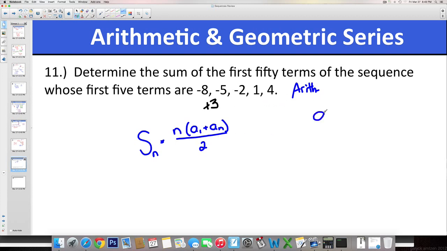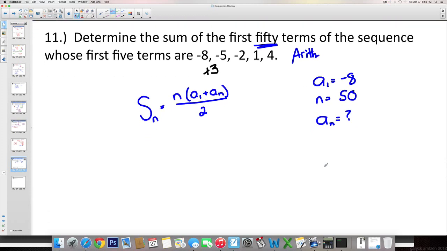We have our first term, that's negative 8. We want to find the sum of the first 50 terms, but what we don't have is the 50th term. We don't know what the 50th term is. We need that. So what we'll have to do is use our arithmetic sequence formula to find a certain term number. So a sub n equals a sub 1 plus d times n minus 1.